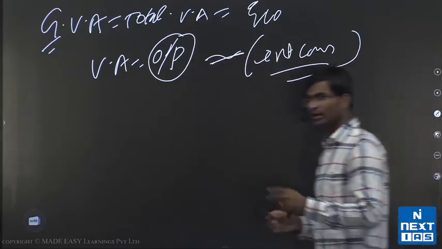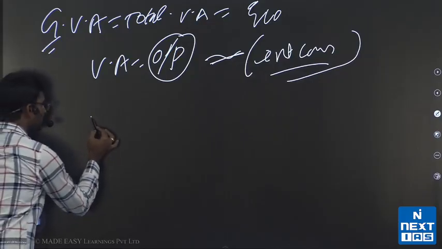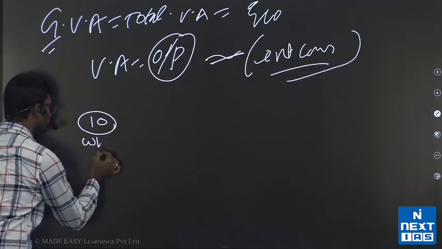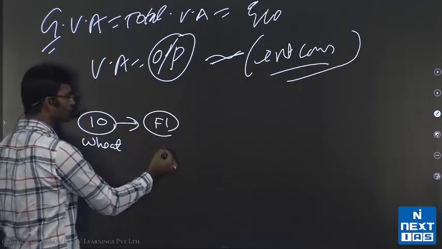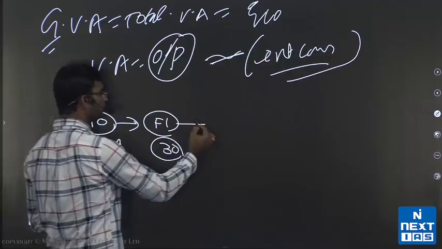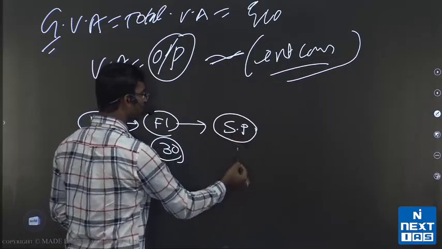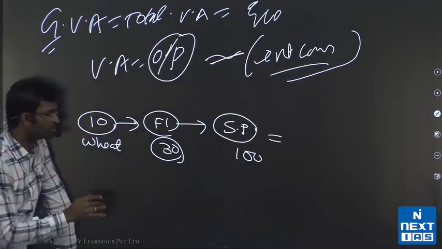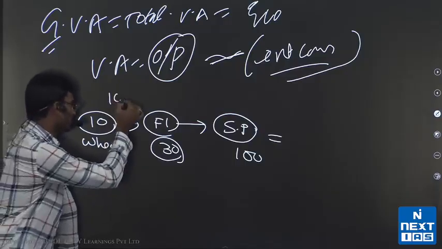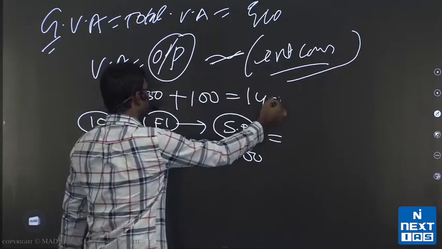Now tell me, I'll give you 2 examples. Everybody has to answer this question. Listen, there is a farmer cultivating wheat. Kilo is 10 rupees wheat. Wheat convert into flour. Kilo 30. Flour convert into biscuits. Or sattu ka paratha. Now one paratha is 100 rupees. In this transaction, if someone asks you, what is the GDP? 10 rupees plus 30 rupees plus 100 rupees, that is 140.